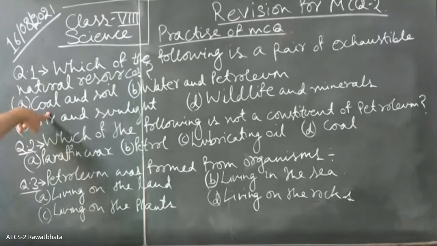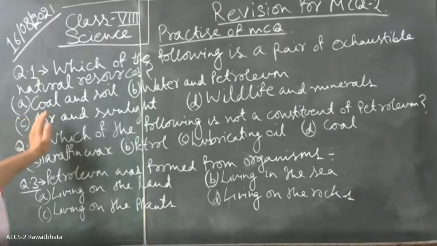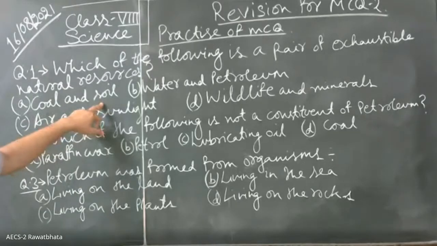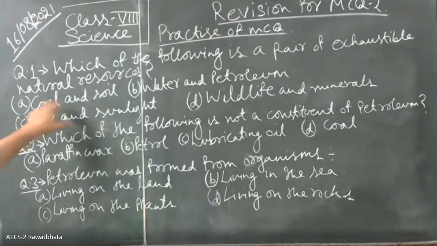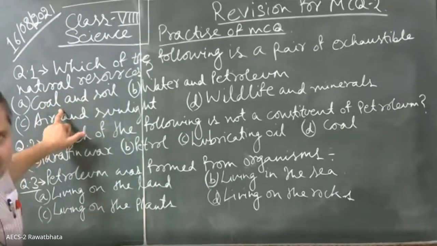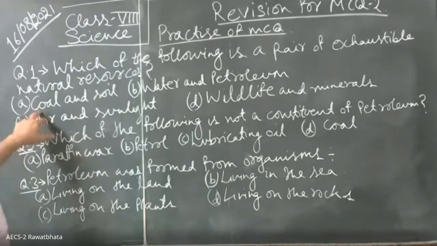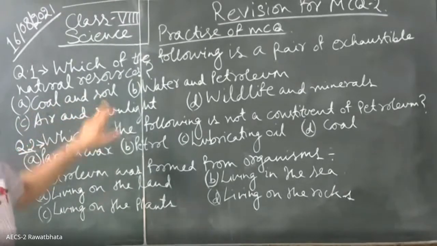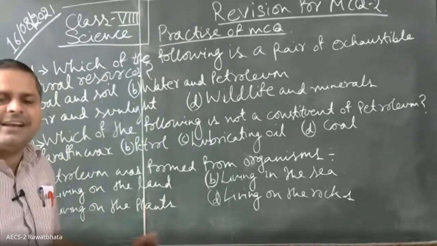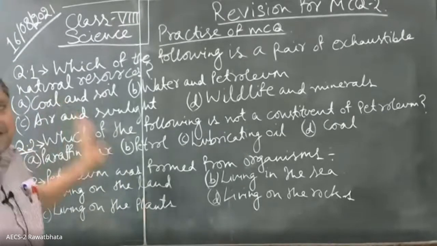Coal is a natural resource. Is it exhaustible or inexhaustible? I'm asking this, coal. Exhaustible. And what about soil? Inexhaustible. So this pair is not a pair of exhaustible natural resources because coal is exhaustible and soil is inexhaustible. Understand? One is exhaustible and the other is inexhaustible. That is why this option is not correct.